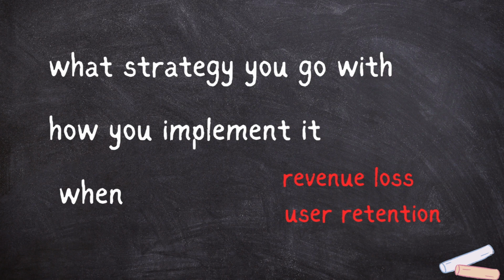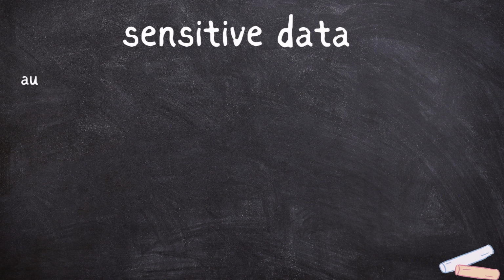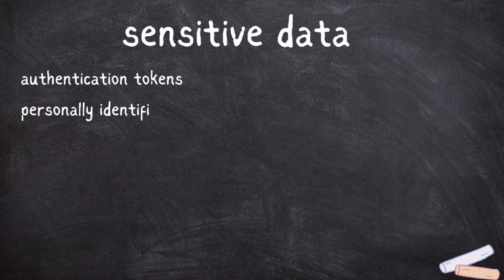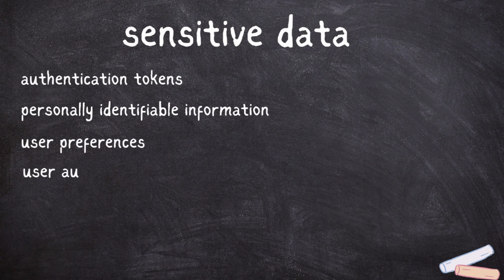We have mentioned the types of data, but when we talk about securing data, most of the time we refer to the sensitive data, right? Some of these may be authentication tokens, personally identifiable information like your full name, email address, user preferences. We have user authentication information like pins and credentials.